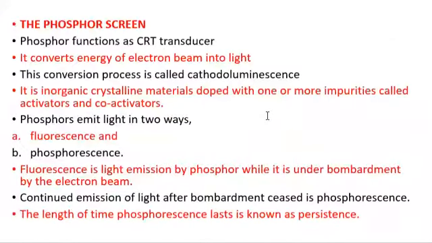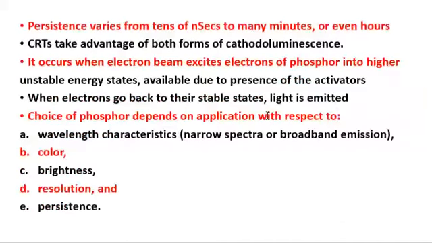And the length of time it can do this phosphorescence, that is, to emit light after the electron flow has stopped, is what we call the persistence. And this persistence varies, because we said it is time. It varies from nanoseconds and sometimes up to a number of minutes, and in other materials up to even hours, not minutes. And the CRTs take advantage of the 2 ways of emitting light, that is, fluorescence and phosphorescence.